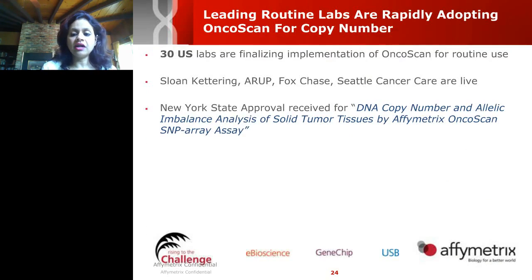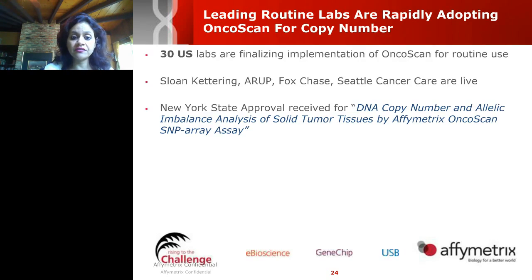But the use of the OncoScan FFPE assay kit is not just limited to the research setting. Leading routine use labs are also rapidly adopting OncoScan for copy number. At this point, there are 30 US labs that are trained and finalizing implementation of OncoScan for routine testing. Memorial Sloan Kettering, ARUP Labs, Fox Chase Cancer Center, and Seattle Cancer Care are offering OncoScan in a lab as a lab-developed test in a CLIA environment.